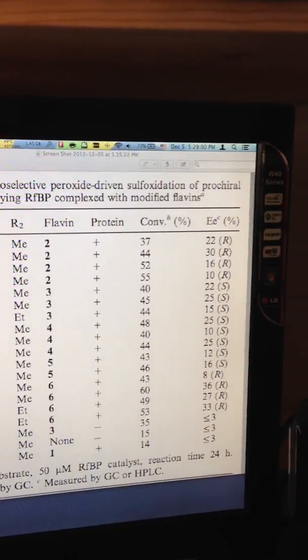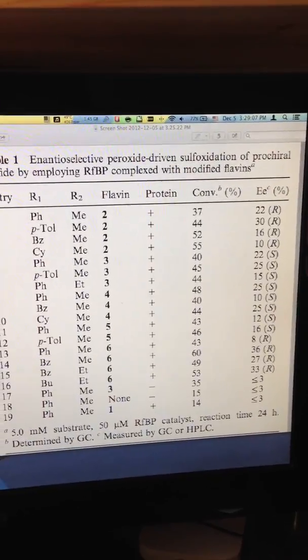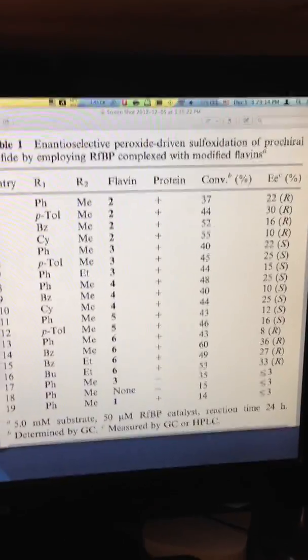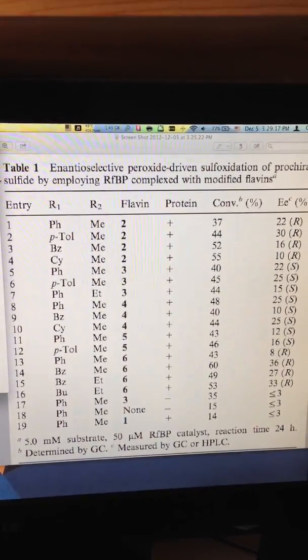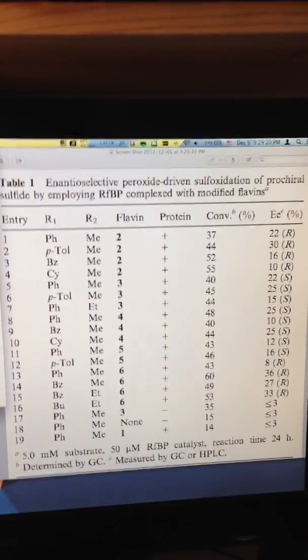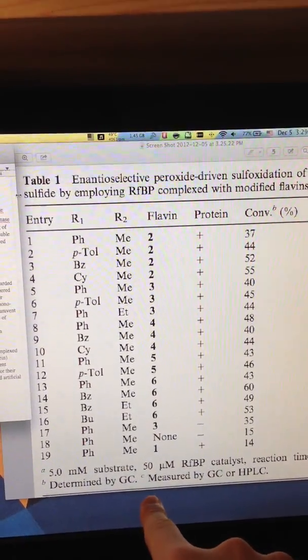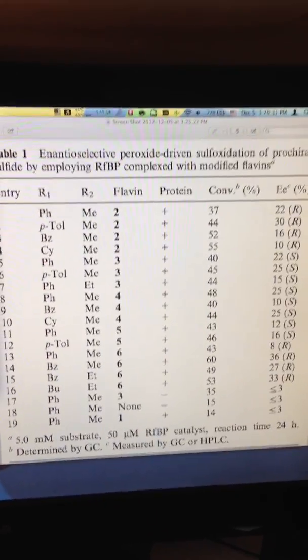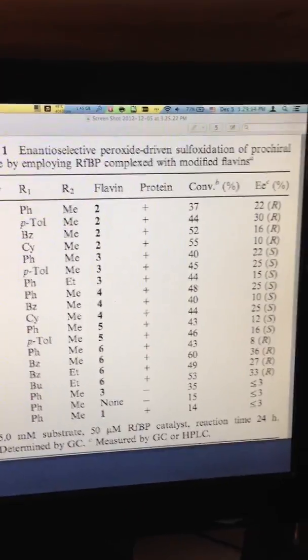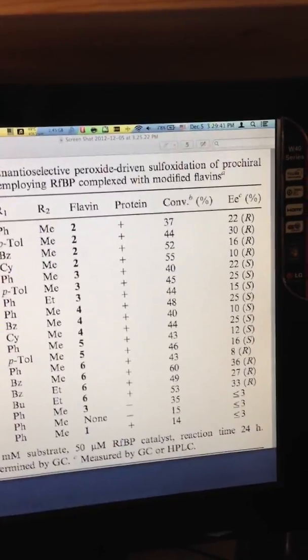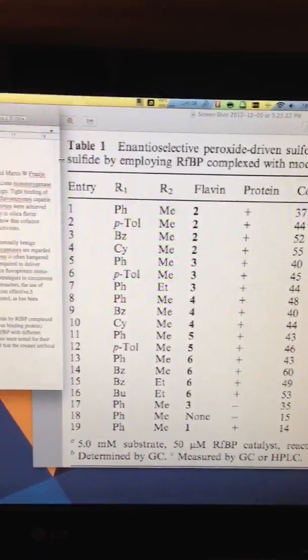This Table 1 shows the enantioselective peroxide-driven sulfoxidation of prochiral sulfide by riboflavin binding protein complexed with modified flavins. As you can see, there is a 5.0 mM substrate, 50 micromolar riboflavin binding protein catalyst, and a reaction time of 24 hours. The conversion we see here was determined by gas chromatography.